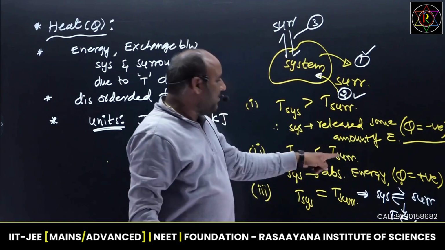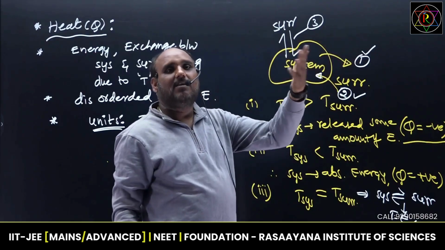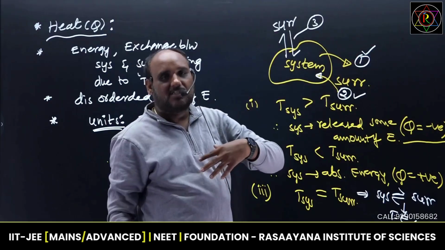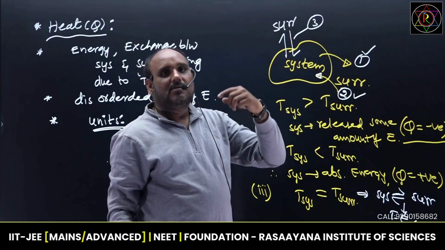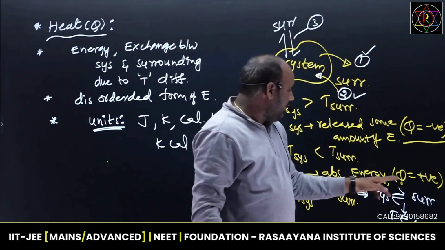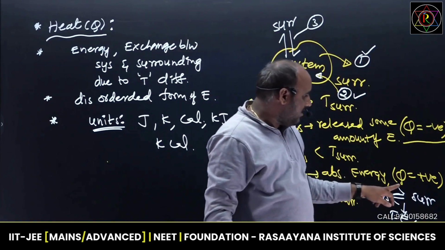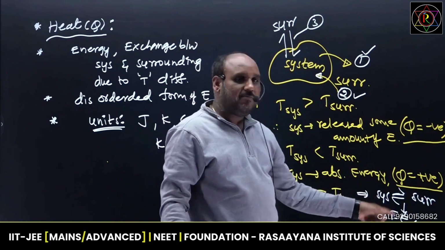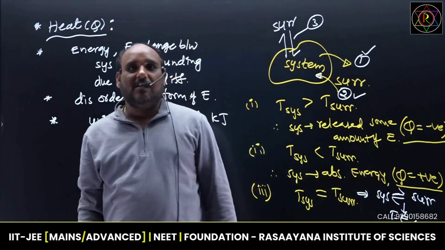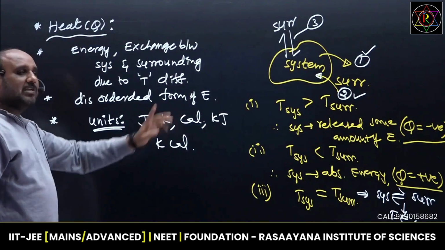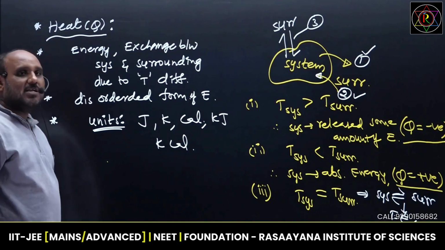Whenever the temperature of the surroundings is very high and the system's is low, some amount of heat energy is absorbed by the system from the surroundings. Therefore whenever the system is gaining some amount of energy, Q is positive. When both temperatures are the same, that is known as thermal equilibrium, and the units are joule, Kelvin, calories, kilojoules and kilocalories.